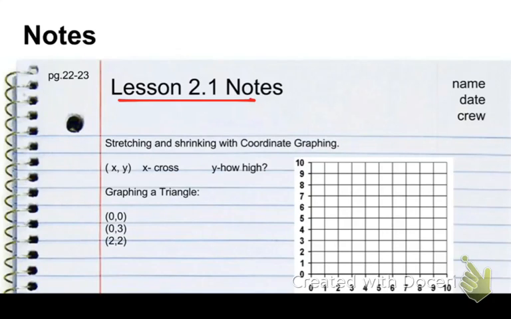We want lesson 2.1 notes on a fresh sheet of paper. We probably want to also have an S plus S for stretching and shrinking on there. We want to have the name, date, and crew so that we can go back to these notes and find information if we need it for our test. And we want to include the page numbers. We probably want to open up our books to pages 22 through 23.